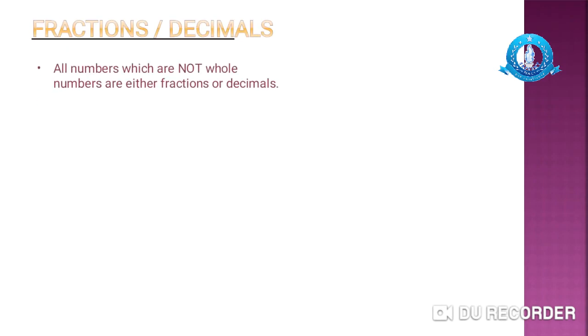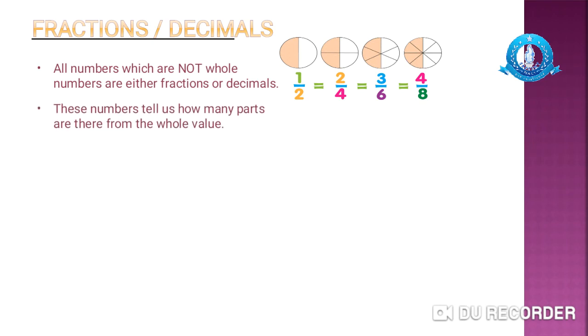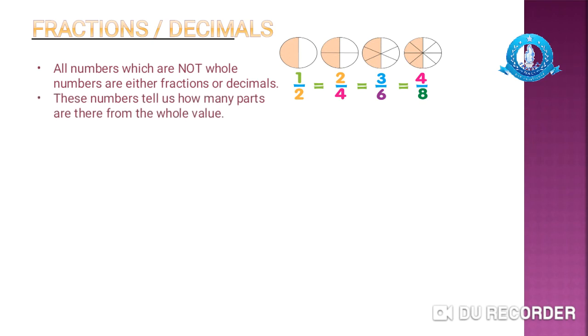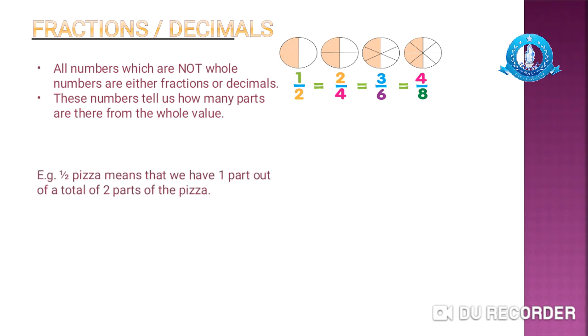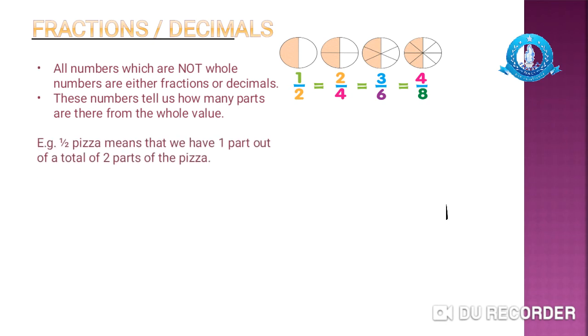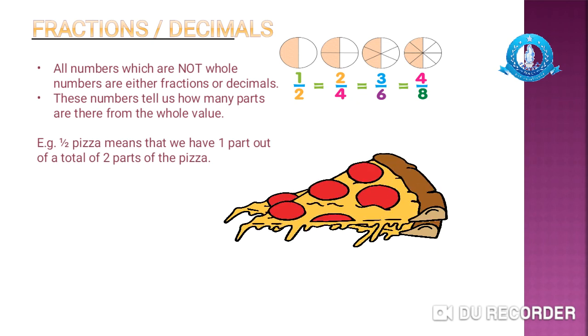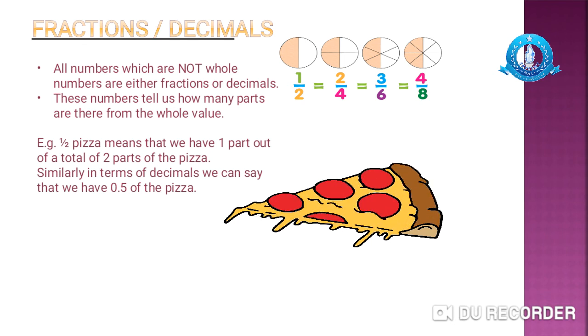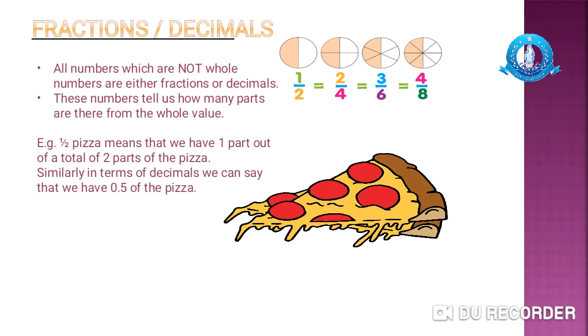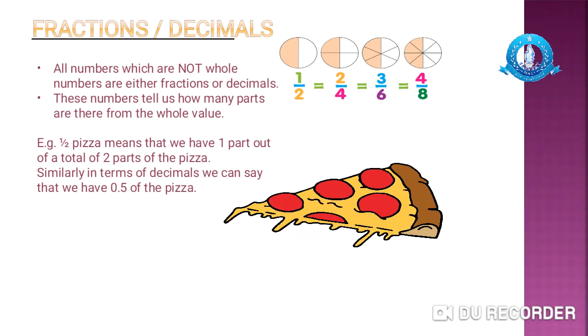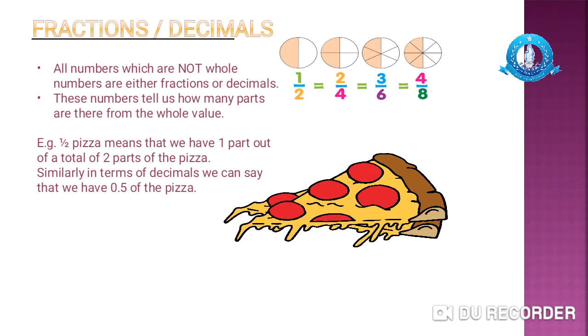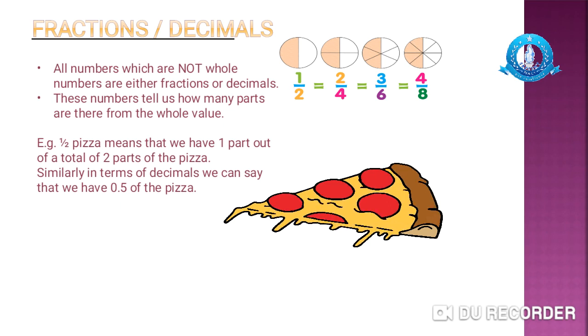Fractions or decimals. Numbers which are not whole numbers are either written as fractions or decimals. They tell us how many parts we have taken out from the whole value. For example, 1 upon 2 of the pizza means that we have taken 1 part out of a total of 2 parts of the pizza. Similarly, in terms of decimals, we can say that we have 0.5 of the pizza. A fraction is represented by a line between the two numbers, and the decimal is represented by a point between the numbers.